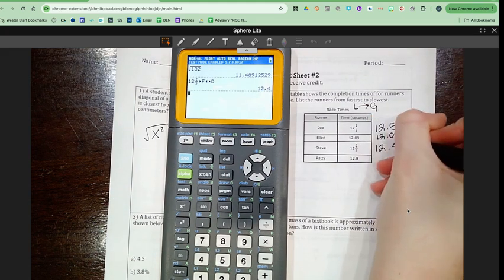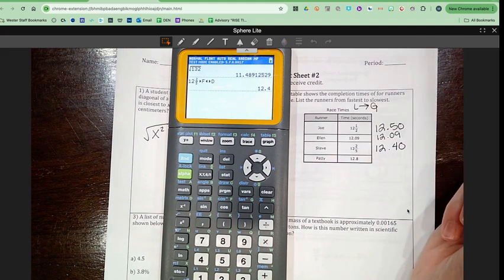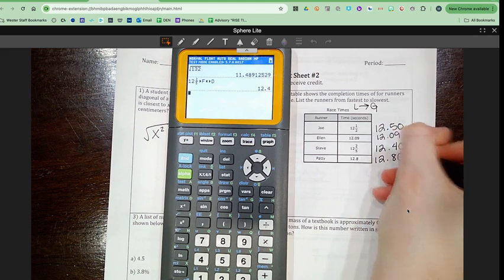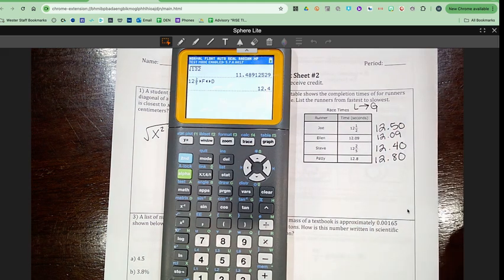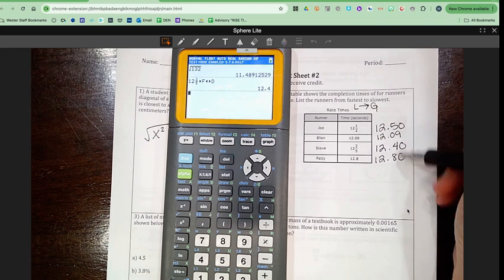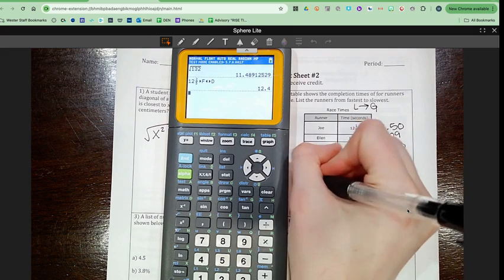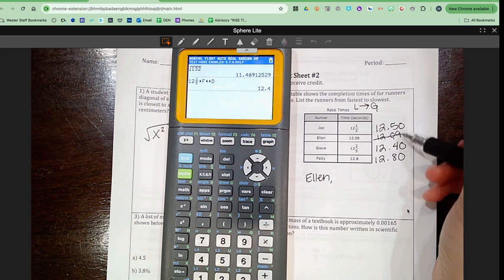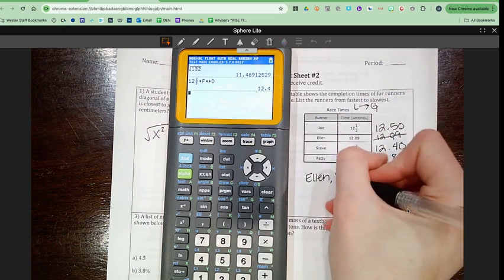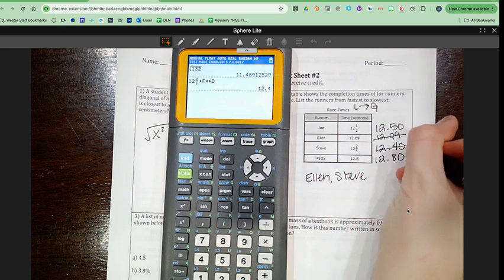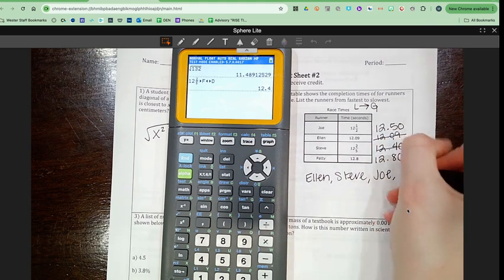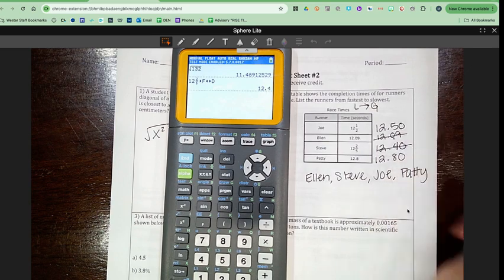So 12.4, I'm going to add a 0, keep it all in the same place value. And then I have 12.80. We're all going out to the hundredths place. Well, least to greatest, if we look at the tenths place, this one here has a 0, so this is the smallest. So we're going to say Ellen is the fastest because she had the least amount of time. Next, still looking in the tenths place, I have a 4, so then we have Steve. Then we have the 5, which would be Joe, and Patty is going to bring up the end of the race.